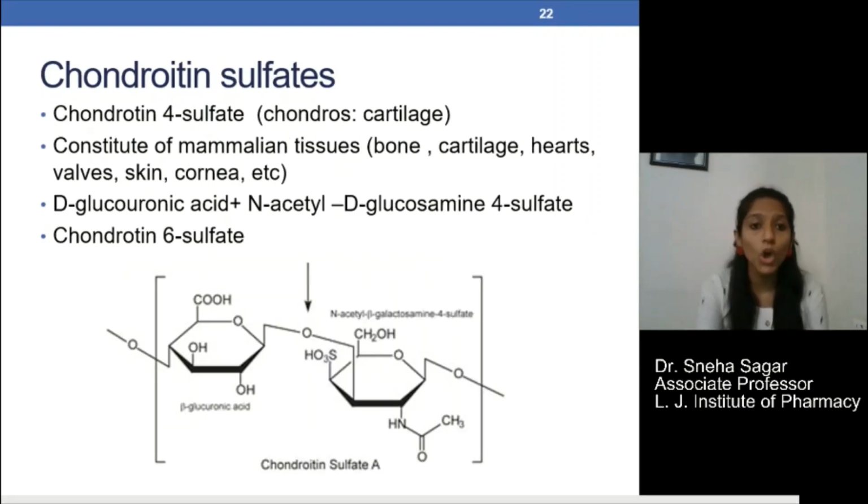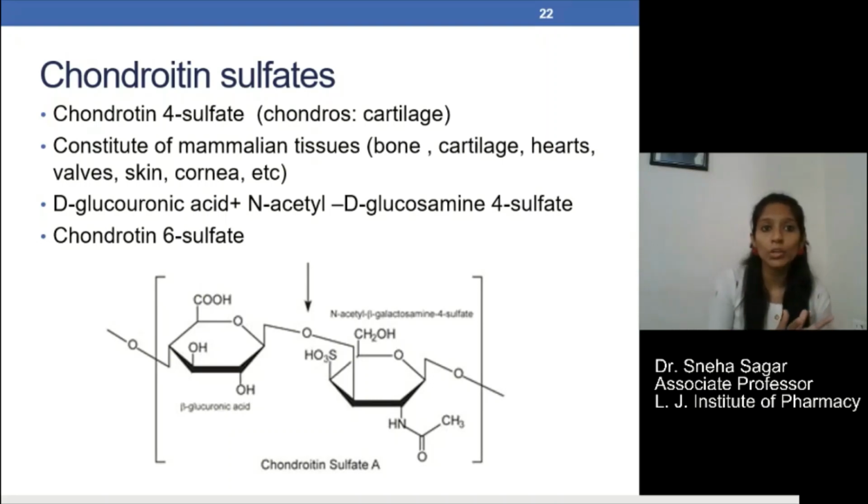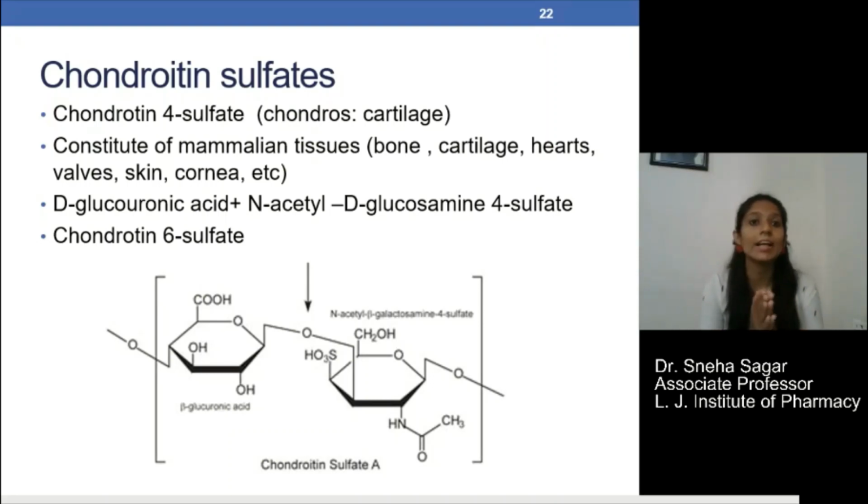Next, we have chondroitin sulfates. It is a major constituent of various mammalian tissues like bone, cartilage, tendons, heart valves, skin, cornea, and many more. Structurally, it is comparable with hyaluronic acid. Chondroitin 4-sulfate consists of repeating units of disaccharides of glucuronic acid and N-acetyl D-glucosamine 4-sulfate.